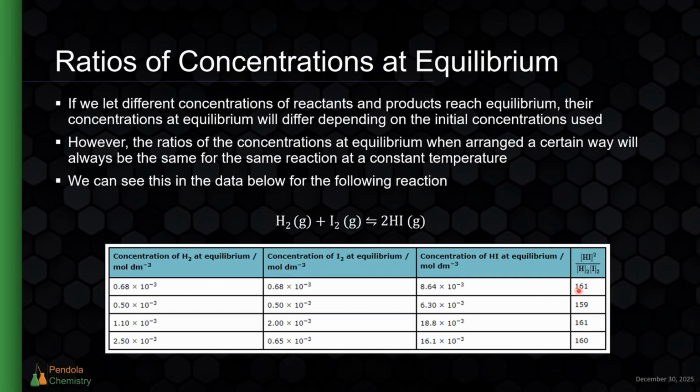That's the ratio. If we do the next equilibrium, 6.30 times 10 to the negative 3 squared, and then divide that by 0.5 times 10 to the negative 3 times 0.5 times 10 to the negative 3, we get 159. Very similar ratio, very similar amount. And if we do that for the other two equilibriums, again, we get 161, 160, very similar amounts. We get very similar ratios. And that's because this ratio, this way of putting the concentrations together, tells us a lot about the equilibrium.